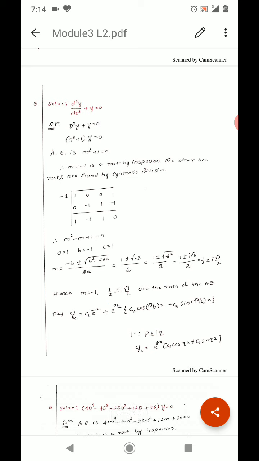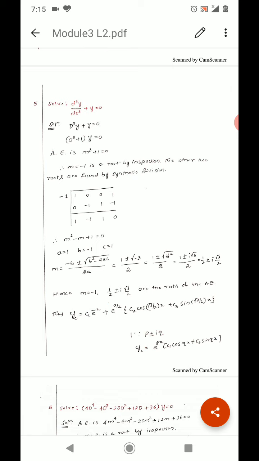Now, the next problem is d³y/dx³ + y = 0. So this is written as capital D³y + y = 0. Taking y as a common factor, that will become (D³ + 1)y = 0. The auxiliary equation is m³ + 1 = 0. So taking m = -1, using the inspection method, we find that m = -1 is a root. So using -1 and the synthetic division method, we find the other roots.